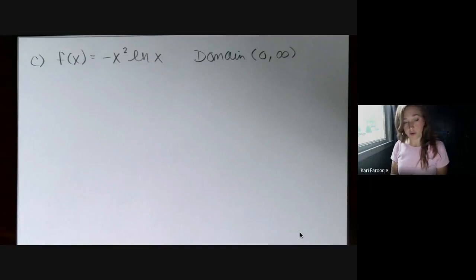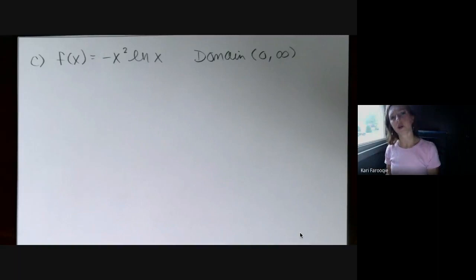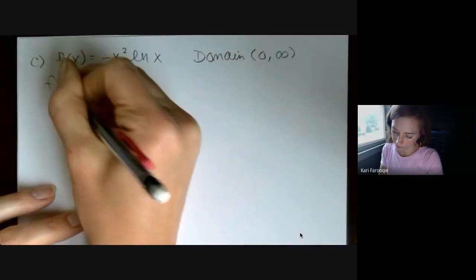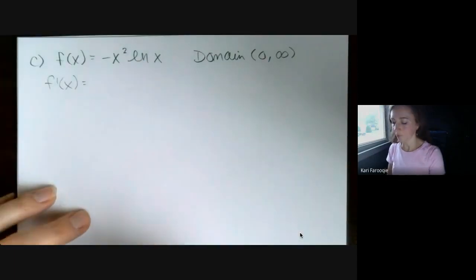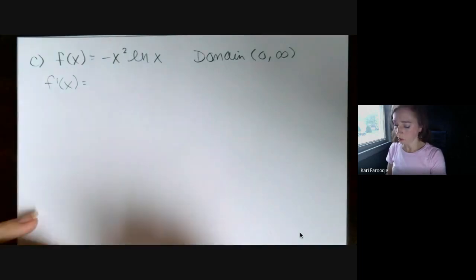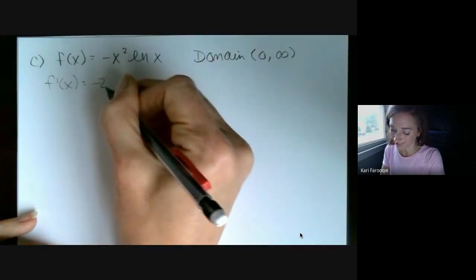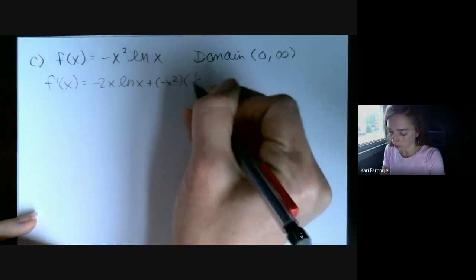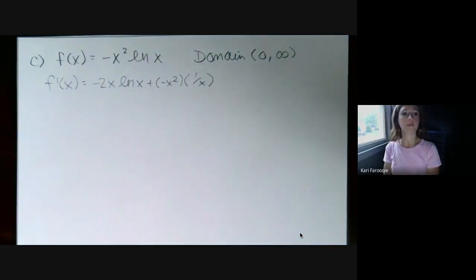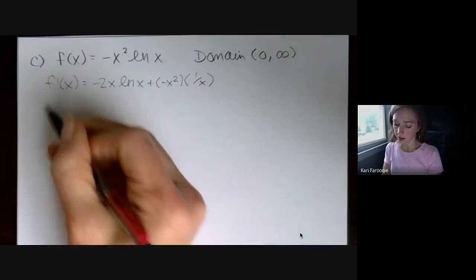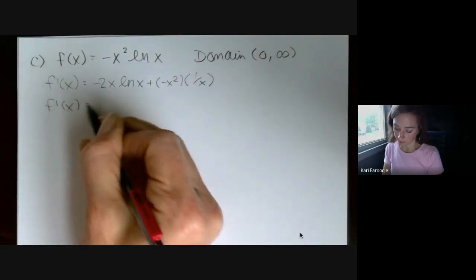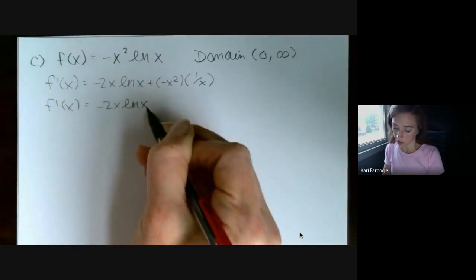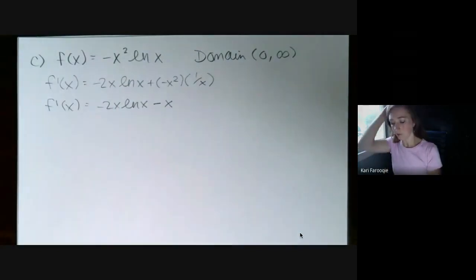And then we're going to take a derivative, and then we're going to take a second derivative, and find some possible points of inflection. We're going to use the product rule here. So f prime will be f prime g plus f g prime. And then we'll simplify that. -2x natural log x minus x.